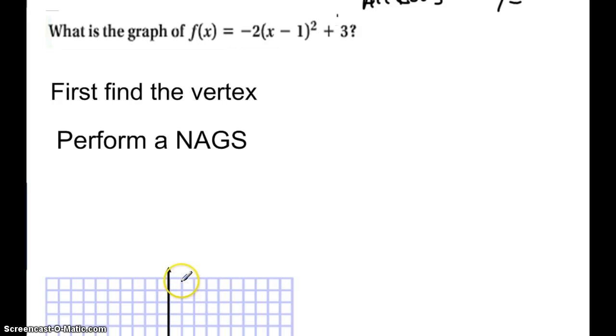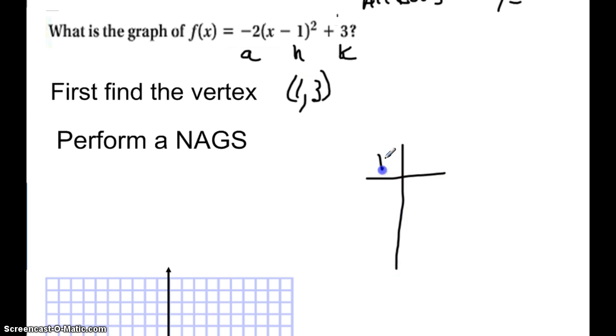You guys get the joyous task of doing your own little NAGS right here for this function. Again, that's your a value, remember. This is your h value, and then your k value. First, let's find our vertex. It's going to be 1, 3. Then, I'll give you a heads up here, get some values for x and y. Pick 2 to the right and 2 to the left of 1.